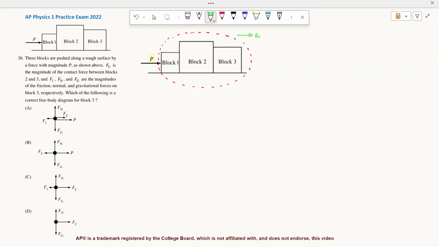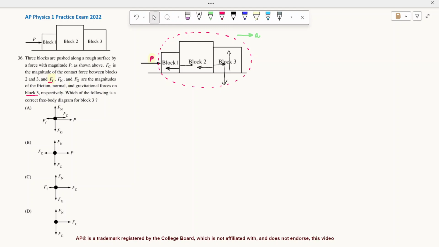Because all the internal forces like the normal force and the force of gravity are balancing each other, and the contact forces between the blocks are also balancing each other, right? But there is another force, friction, which is not balanced or cancelled out by any third force. Anyway, overall on this system there are two forces: one is the applied force P, and the other is the force of friction, which is applied just on block 3 according to this question.